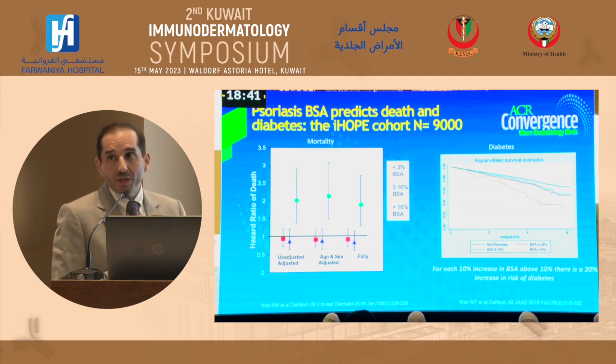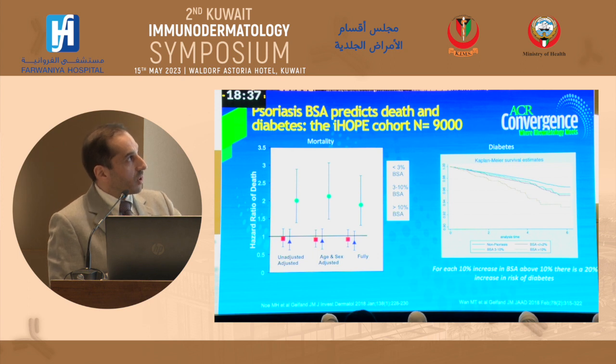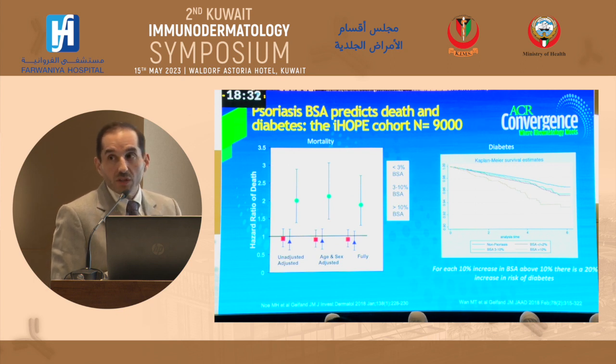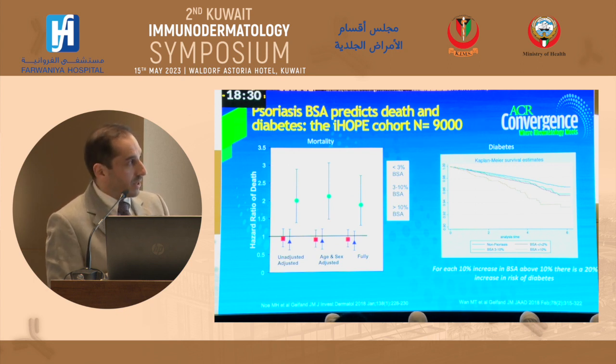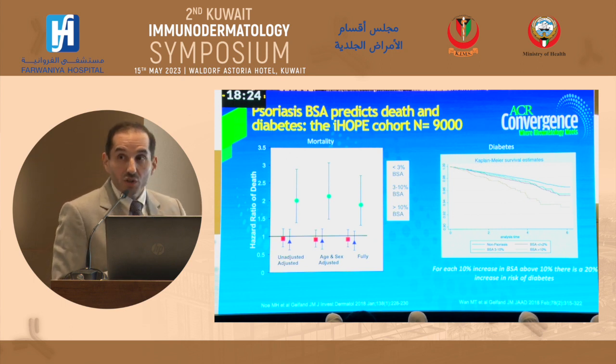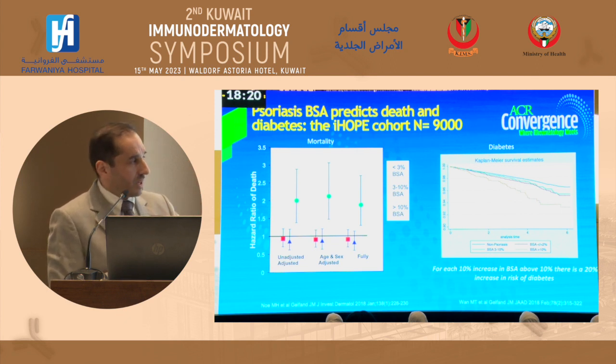This is just two pieces of information from the literature, looking at a cohort of more than 9,000. On the left-hand side, you're seeing the hazard ratio of mortality in patients with psoriasis. In the bar graph, the hazard ratio is around 2. So your risk of dying just from having skin psoriasis is double that of the general population, even if you adjust for age and sex.